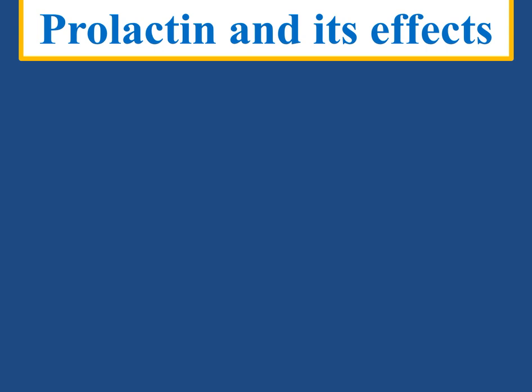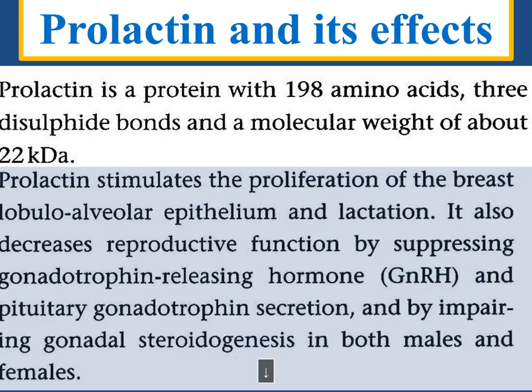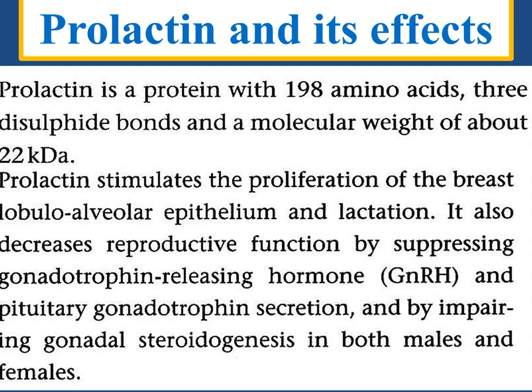Prolactin and its effects. Prolactin is a protein with 198 amino acids, 3 disulfide bonds, and a molecular weight of about 22 kilodalton. Prolactin stimulates the proliferation of the breast lobulo-alveolar epithelium and lactation. It also decreases reproductive function by suppressing gonadotropin-releasing hormone, GnRH, and pituitary gonadotropin secretion, and by impairing gonadal steroidogenesis in both males and females.